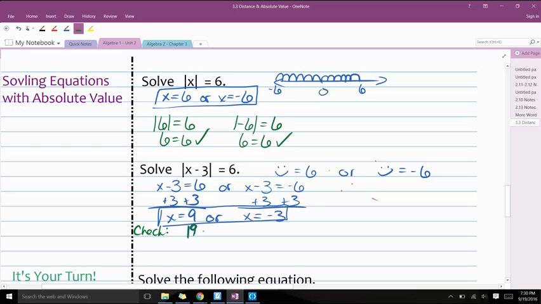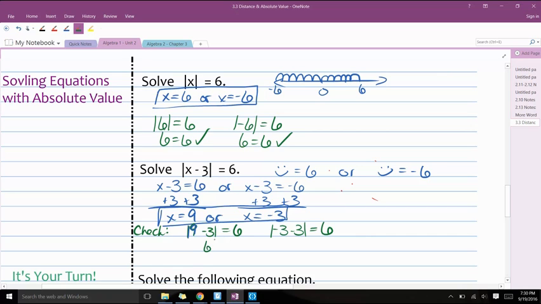Absolute value of 9 minus 3 equals 6. And then we're also supposed to have the absolute value of -3 minus 3 equals 6. All right, let's simplify each of these. Remember, simplify first and then take the absolute value.